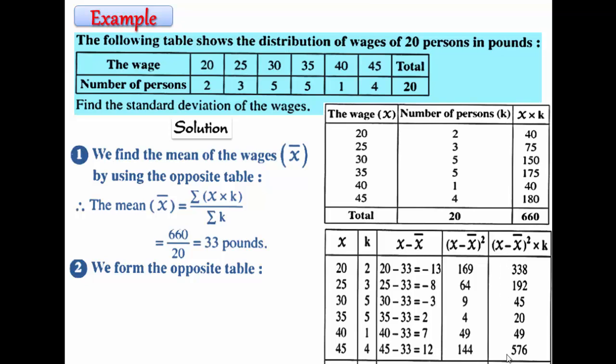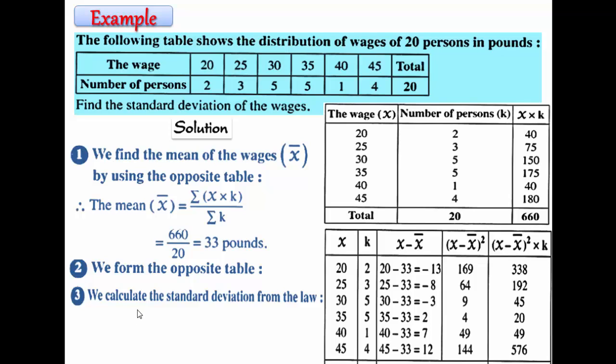In the next column, x minus x bar all power 2 multiply k. The x minus x bar all power 2 column will be multiplied by the k column. 2 multiply 169, the product will be 338. 3 multiply 64, the product will be 192, and so on. The summation here is 1220.